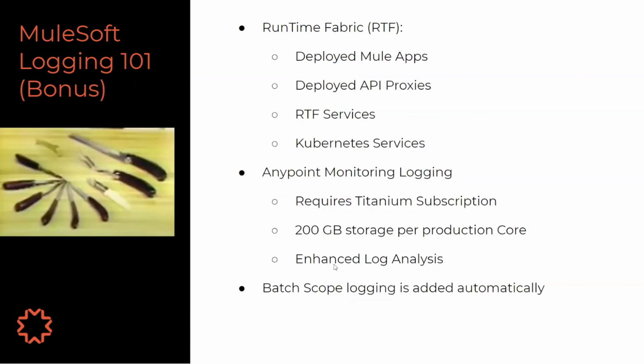And the bonus, Runtime Fabric. Runtime Fabric has four different types of logs. Obviously, it's going to have your application logs. It's going to have your API proxy logs, specific services for Runtime Fabric. And finally, since Runtime Fabric is being managed by Kubernetes, there's going to be Kubernetes log information also. Again, those are generally accessible from the Ops Center in Runtime Fabric.